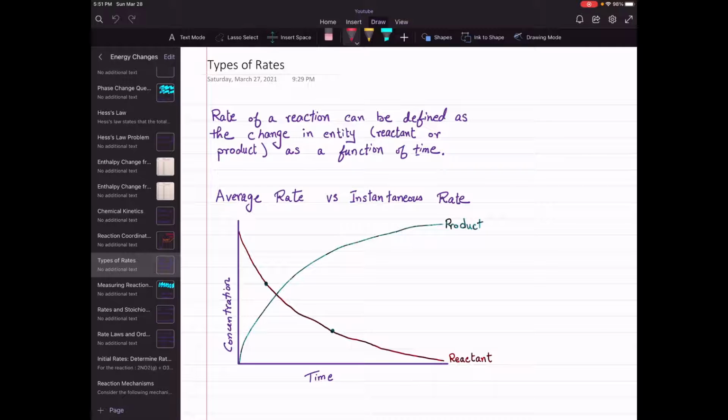And his instantaneous speed at different points in time on the route was different. Sometimes it may be higher and sometimes it was lower, but overall it was 40 kilometers per hour. So the instantaneous rate is at a specific given moment of time.